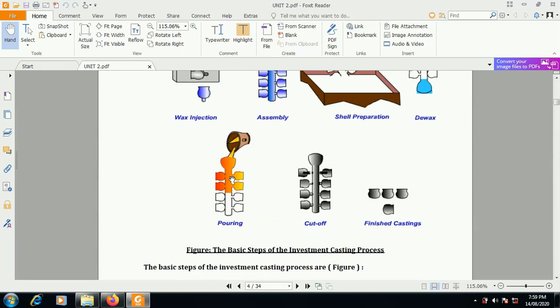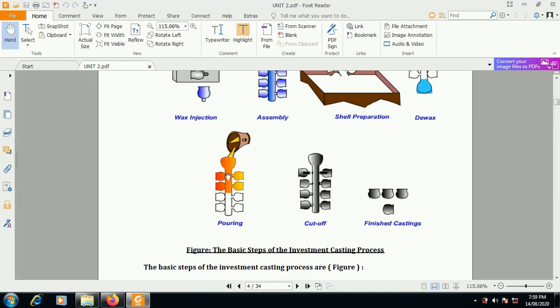In the heated condition of the mold cavity, pouring is carried out so that the temperature drop of the metal will be less. There will be no temperature drop problem, which is possible in the case of green sand molding. In green sand molding, the molten metal's temperature will drop because the mold is poured in a green condition.